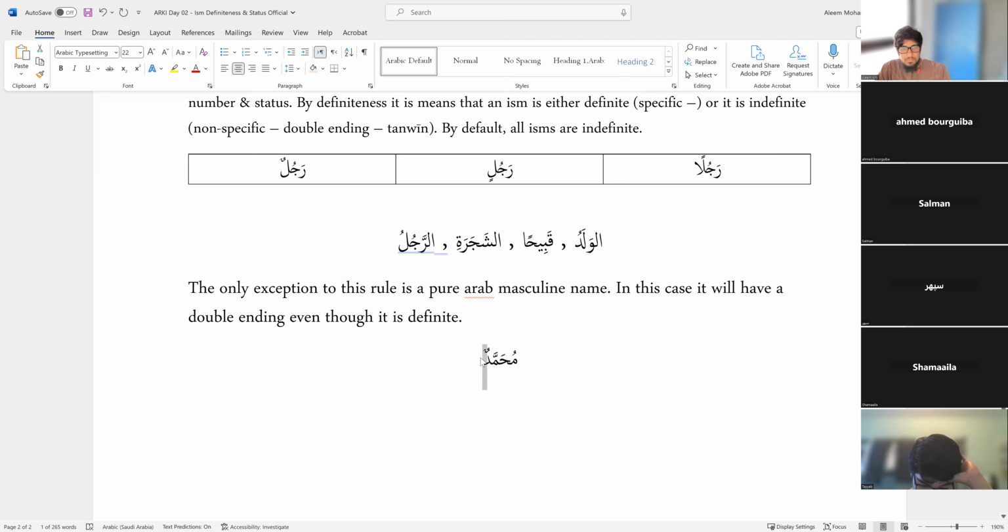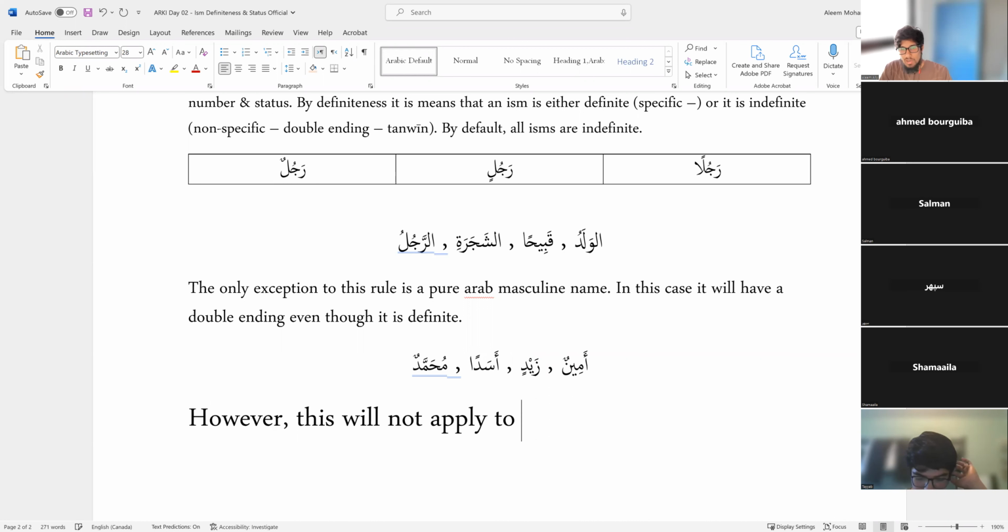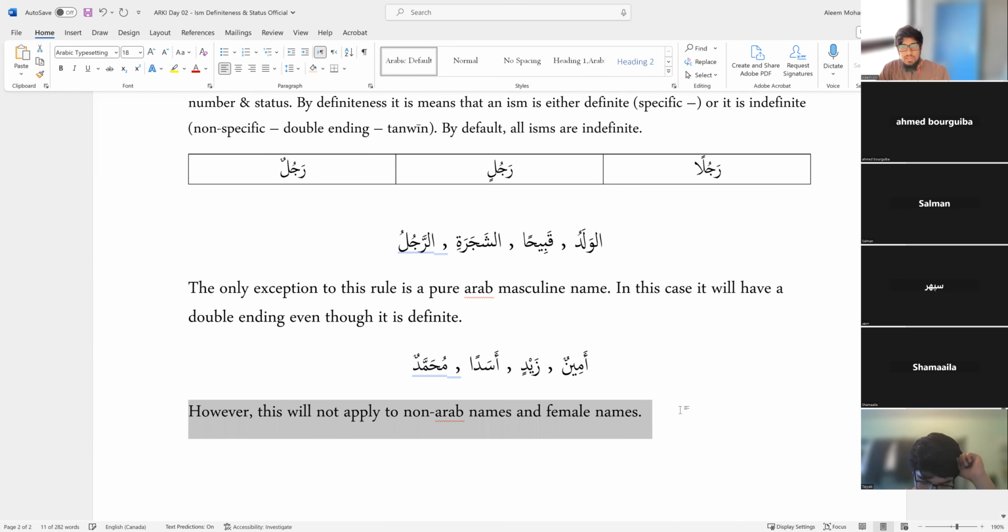Okay, so let's look at some more examples of this. We have Muhammad, Asad, which is a pure Arab name, and Zaid, which we use a lot in this course, and it comes up all the time in grammar books. Zaidun, and then Aminun. It's going to have a double ending in that case. However, this will not apply to non-Arab names and female names. Even if it's a pure Arab female name, this will not apply to it.